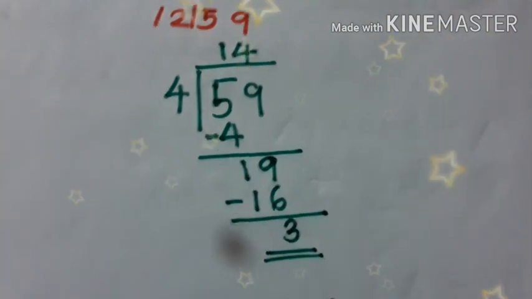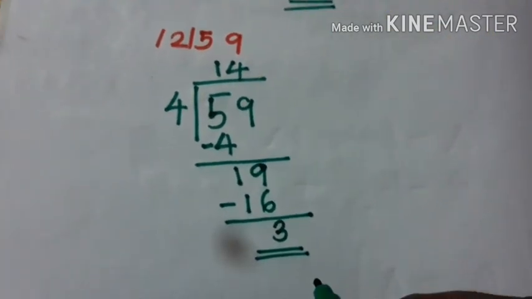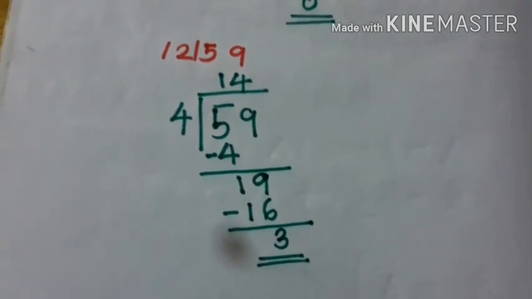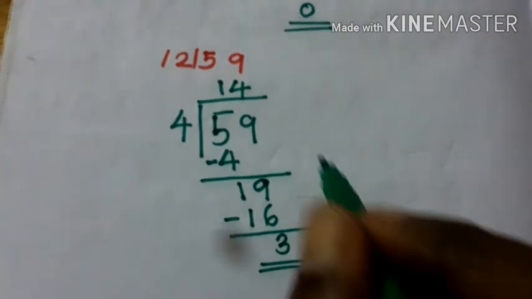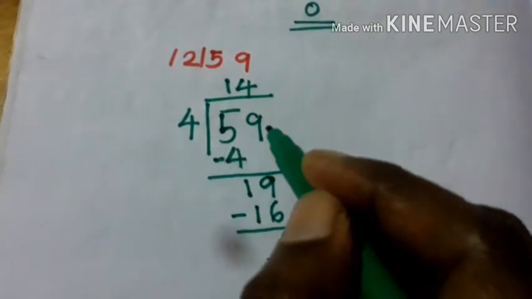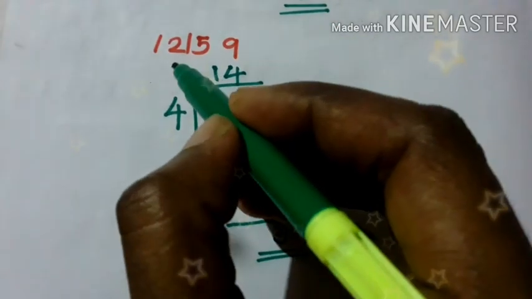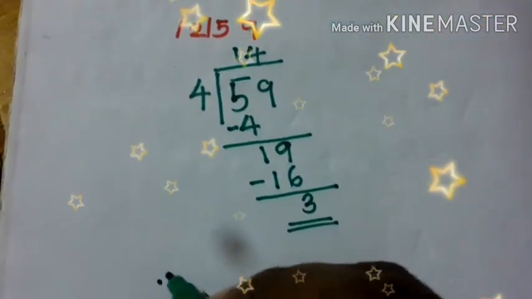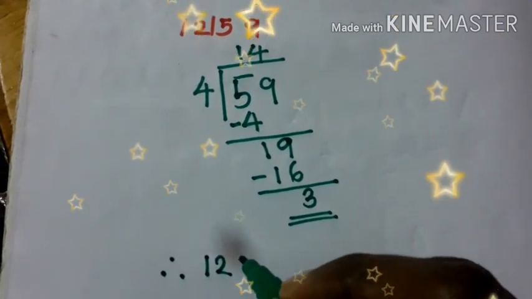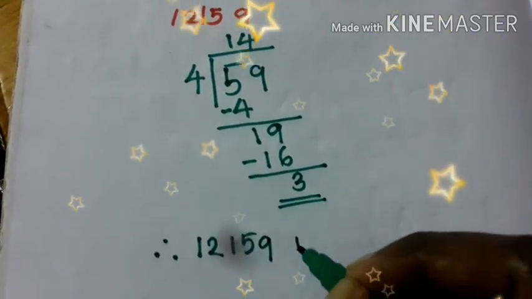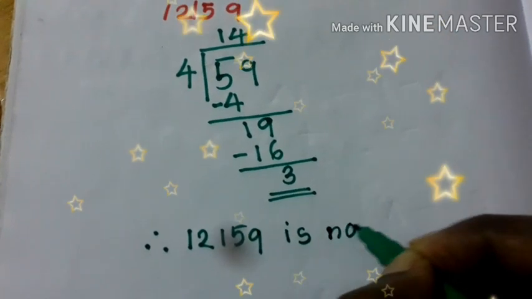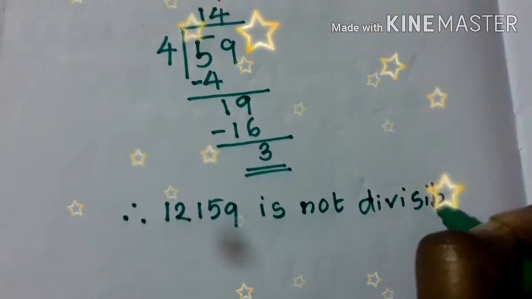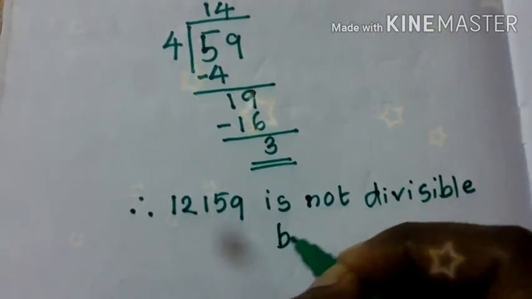Here the remainder is not 0. The remainder is 3. Therefore 59 is not divisible by 4. 59 is not divisible by 4. Therefore the number is not divisible by 4.